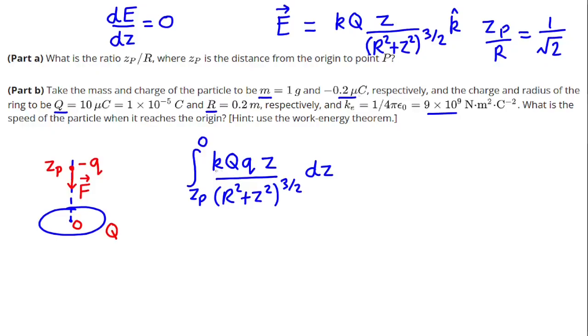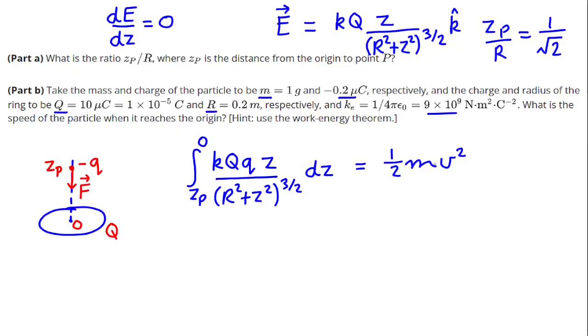So the work done by the electric force on the particle is positive, as it's moving in the direction of the electric force. And that's equal to 1/2 times the mass of the particle times the square of the speed, noting that in the problem, the particle starts from rest.